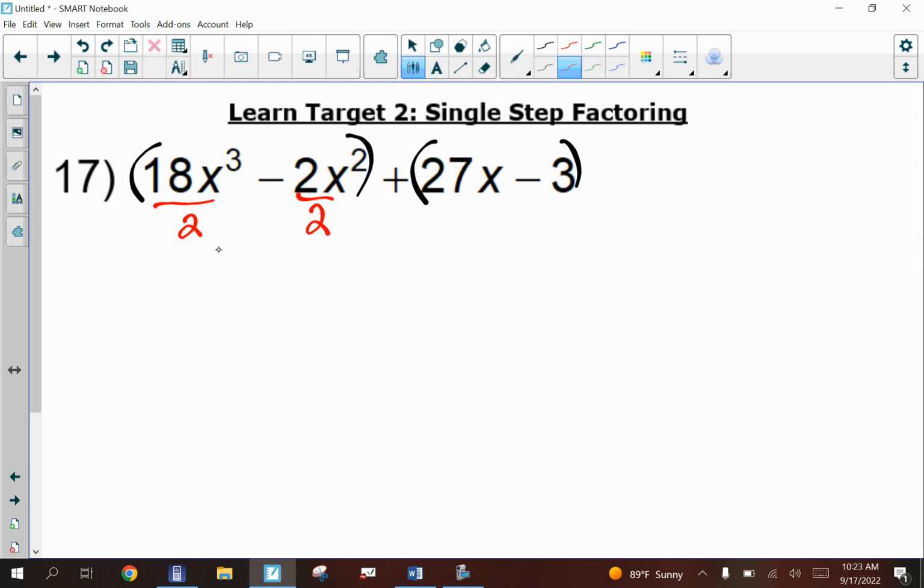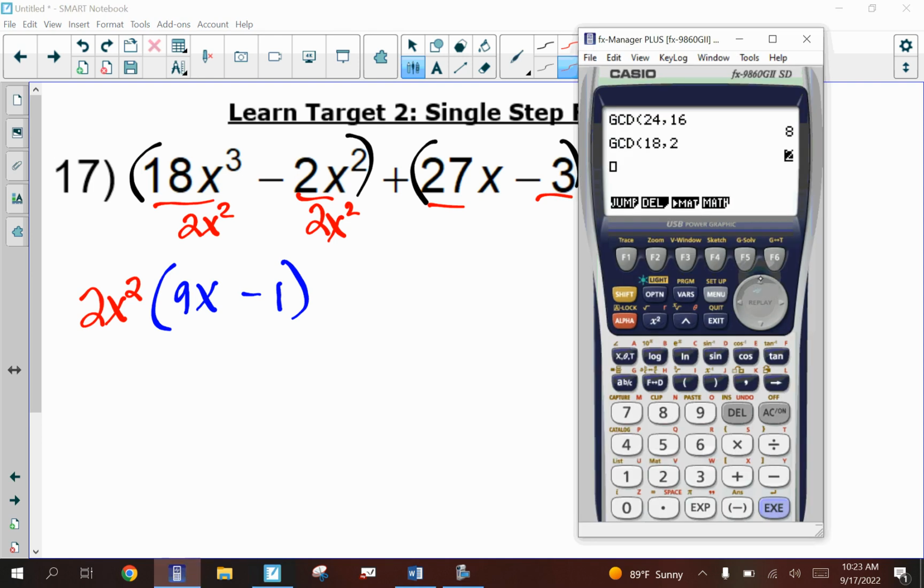Now, typically in this first group, you're always going to take out some letters also. I notice it has x to the third and x squared, so this is going to be x squared because we always go with the lowest. So that's going to come out to the front. That's our Chucky number or Chucky term that we talked about. So this is going to give us 9x minus 1. And I do the same thing for the other side. So I'm going to take the GCF between 27 and 3. Let me head over to the calculator and I'll just pop up to here.